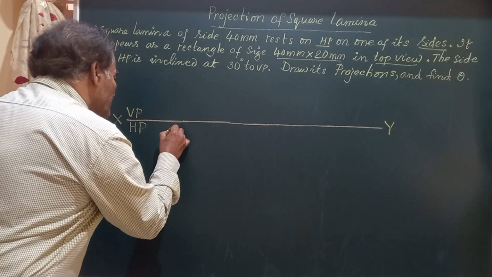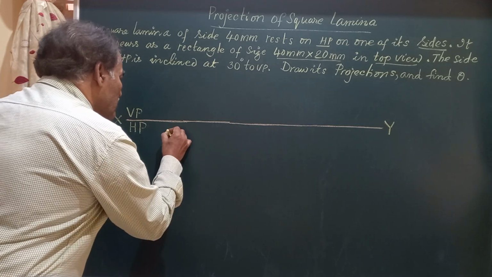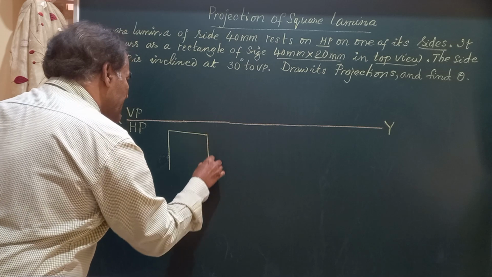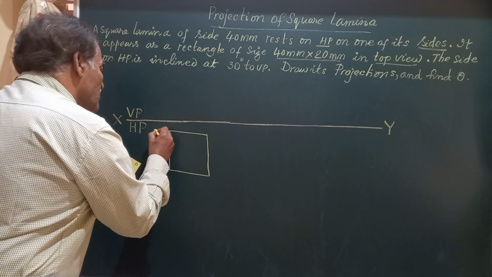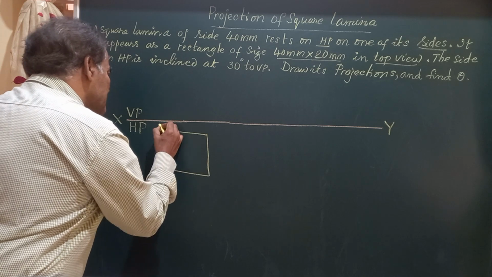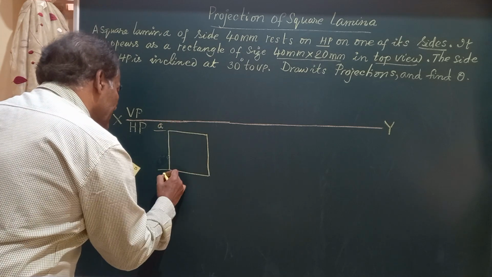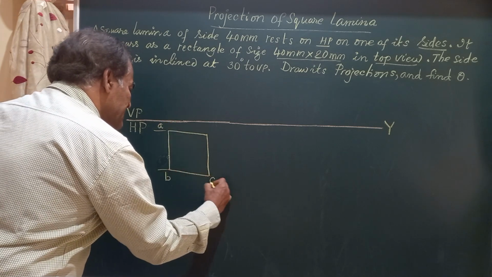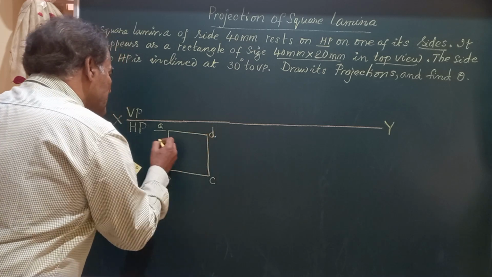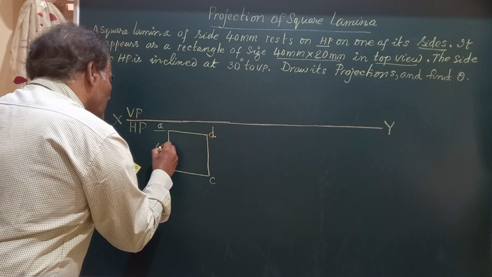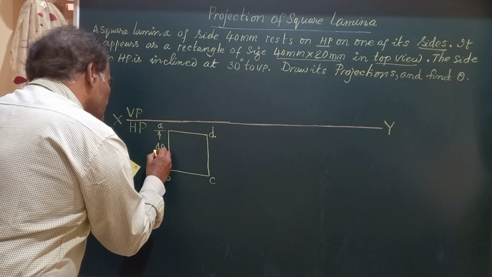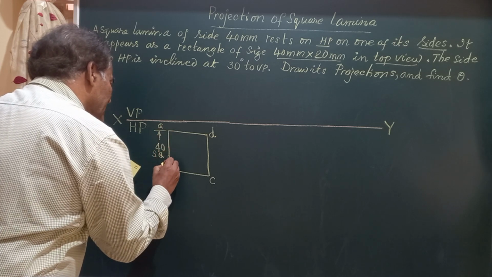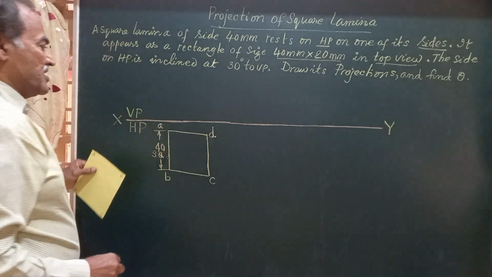So in the top view, you are going to get a square having side 40 mm. So I will call this a square ABCD with the side measuring 40 mm. You can call it 40 SQ. SQ indicates it is a square of that dimension.